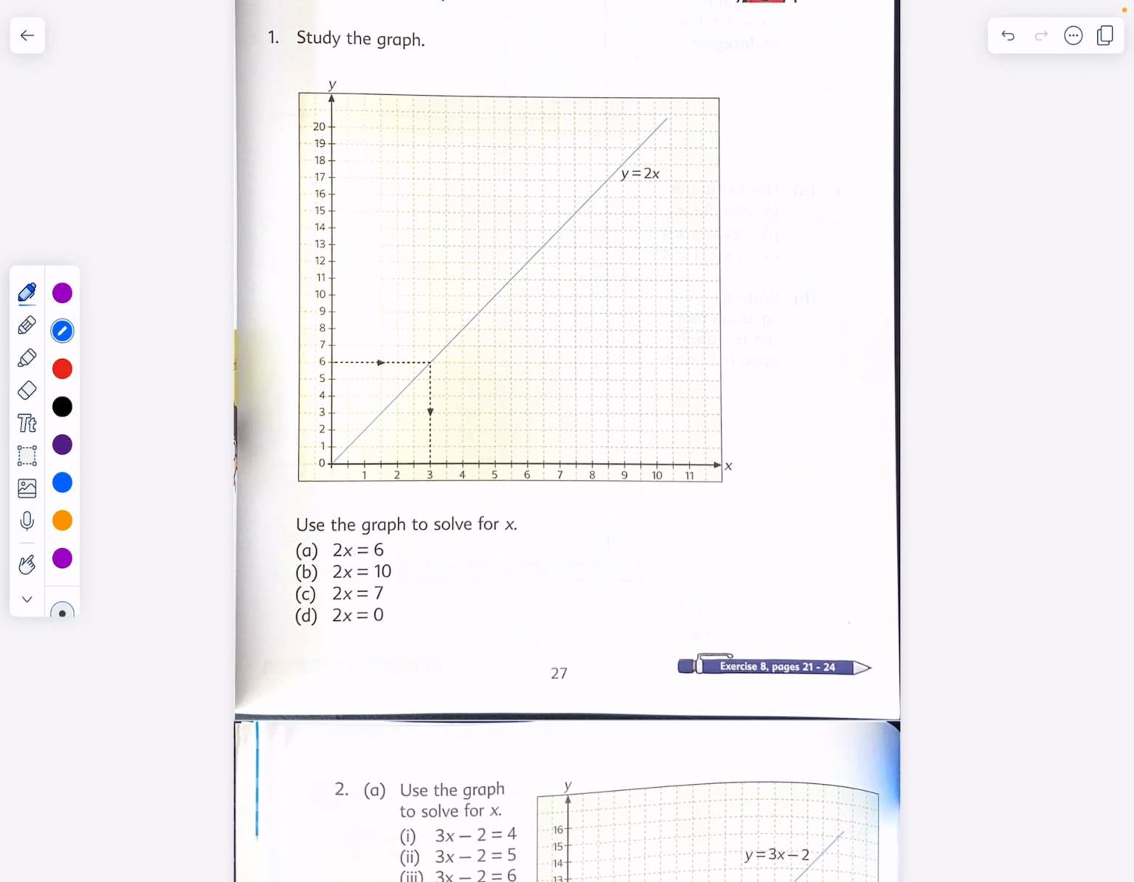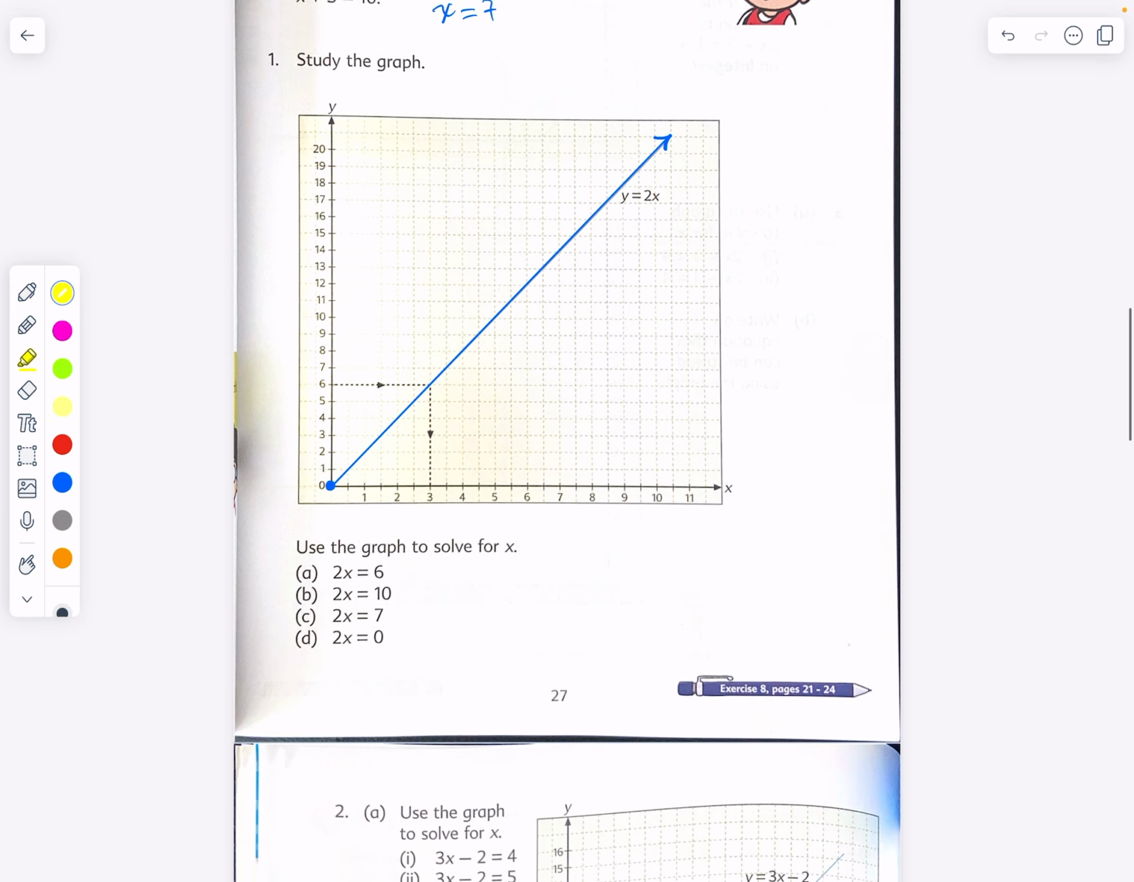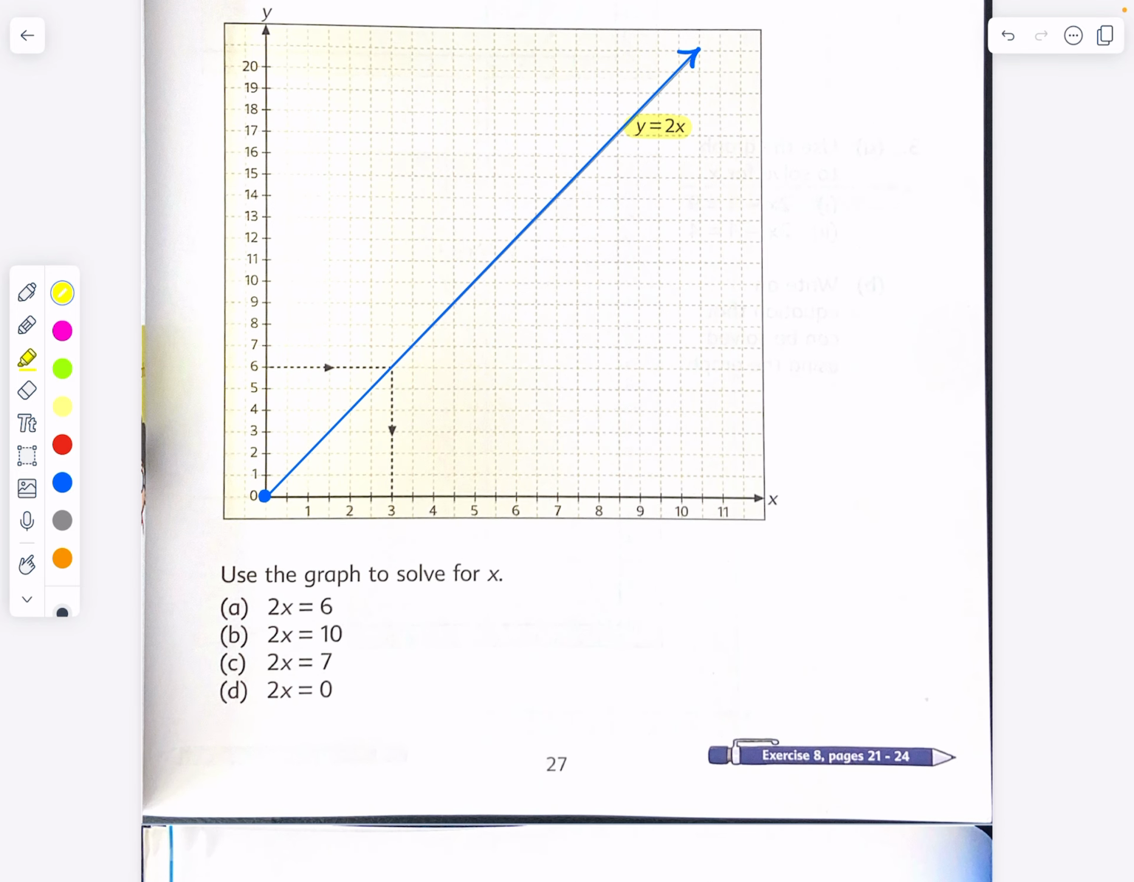Study the graph. Well, first of all, we see that the graph is a straight line starting at the origin, and typically lines go on forever. So it starts with 0, 0. And we see that the rule for this line is y equals 2x, or double the x. So look at the instructions. Use the graph to solve for x.